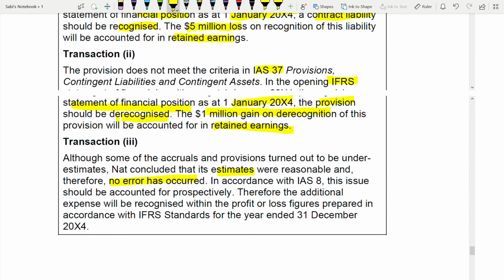So here they are talking about estimate. Which standard? IAS 8. So in accordance with IAS 8, this issue should be accounted for prospectively. Why prospectively? Whenever there is a change in estimate, it is dealt with prospectively. Prospectively means you don't go back and change the past, but in the future you adjust the figure. Therefore, the additional expense, because they told it is underestimated, right? It turns out some of the expenses were underestimated. So that means there will be some additional expense. This should be recognized within the profit and loss.